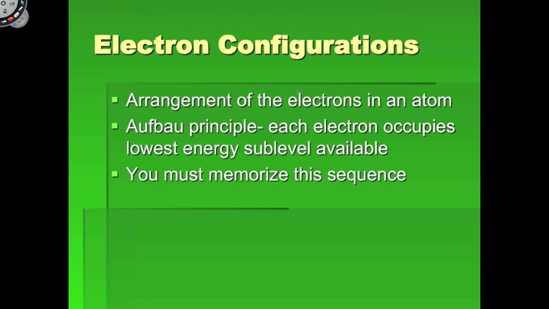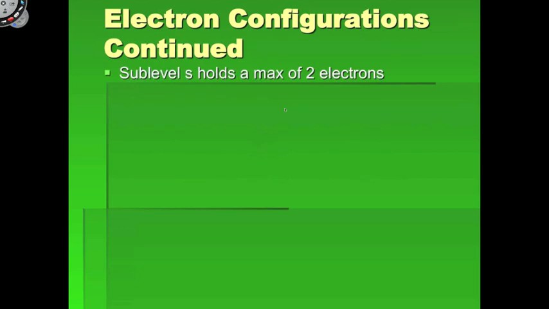And basically the Aufbau principle says that electrons fill the lowest energy sublevels available before they move on to higher energy. So it builds up from the closest to the nucleus going away. And you have to know this sequence. There's an easy way to remember it. We'll get to it in a little bit.